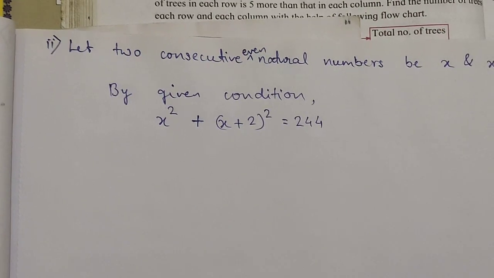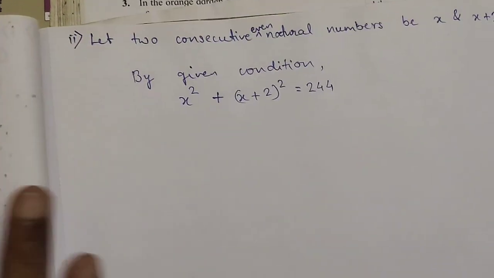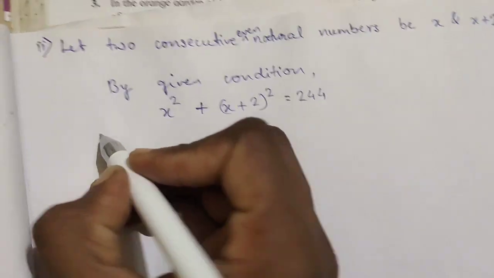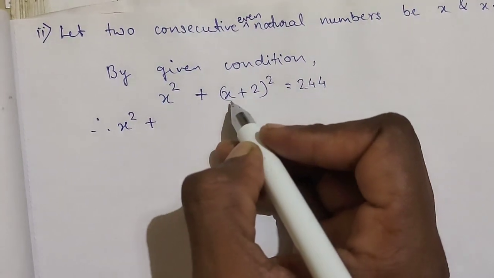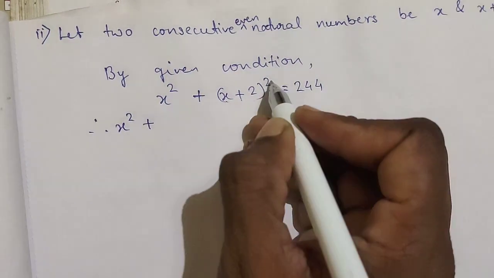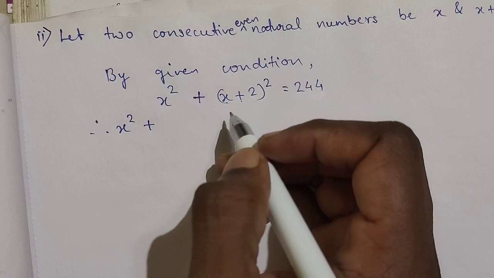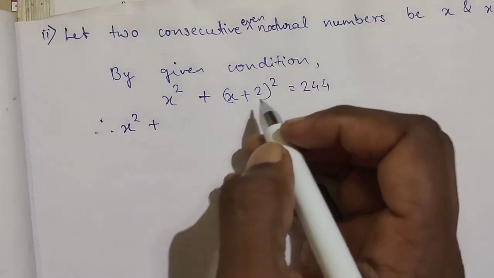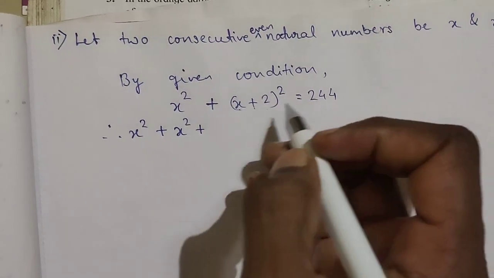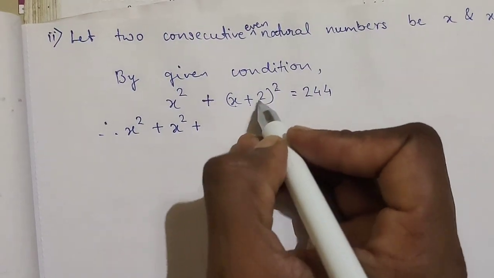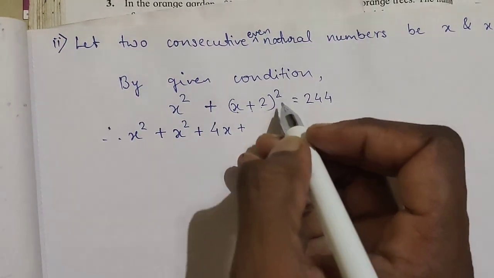Now what are you going to do? You are going to simplify this to get your quadratic equation. So let us do that. Keep your x square as it is. Now see, this is what? A plus b the whole square. And what is a plus b the whole square? a square plus 2ab plus b square. So what is the square of x? x square plus 2ab means what? 2 times 2 is 4x plus what is the square of 2?